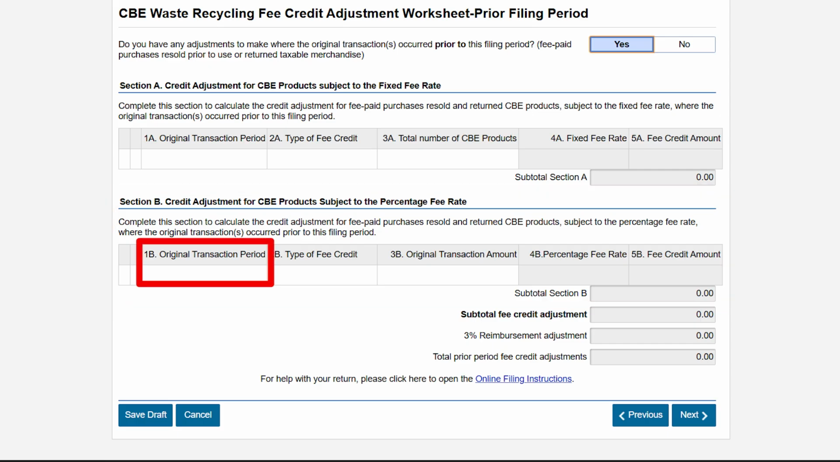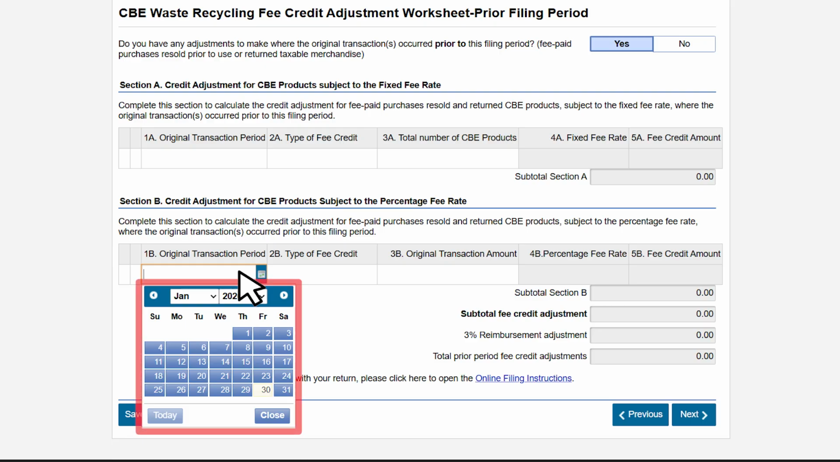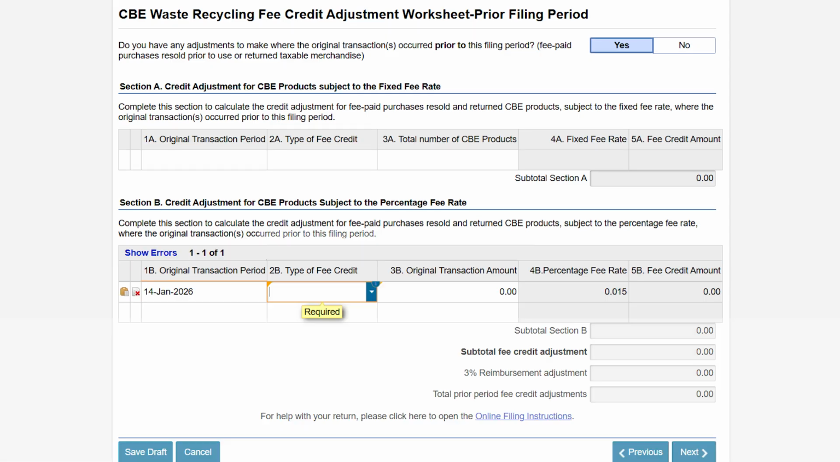We will then select the date the original sale took place in Field 1B, Original Transaction Period. In our example, the sale took place on January 14, 2026, and we will select that date. Next, indicate the type of credit adjustment by clicking on the drop-down arrow in Field 2B, Type of Fee Credit.